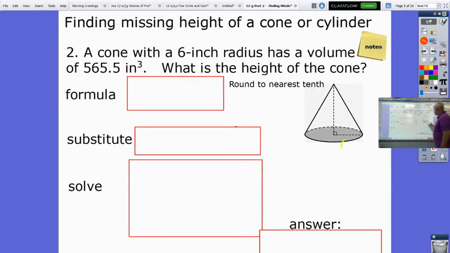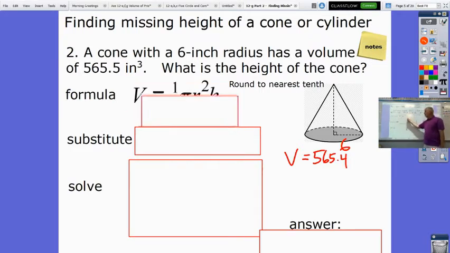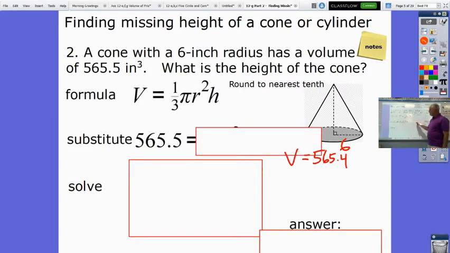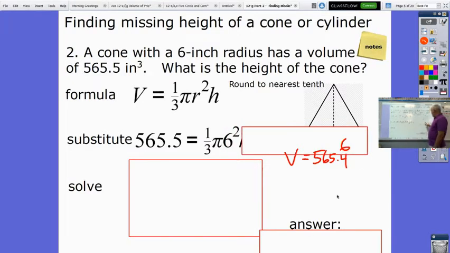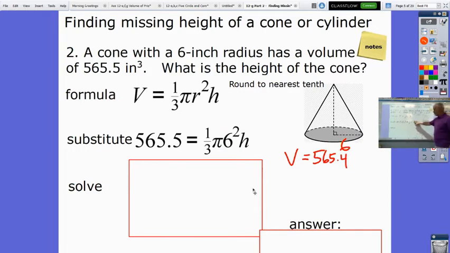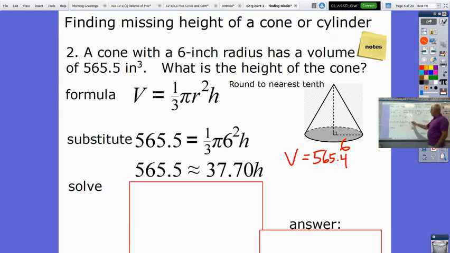So we know the radius is 6, and we know the volume, V, is 565.5. So we can substitute into the cone volume formula, which is 1/3 pi r squared h, or pi times radius squared times height divided by 3. So substitute in there 565, because I know what the volume is, 1/3 times pi times 6 squared. I know what the radius is, and I don't know h. Okay, so all these numbers, pi times 6 squared divided by 3, I can do all that arithmetic in my calculator. That comes out to 37.7 and so on.